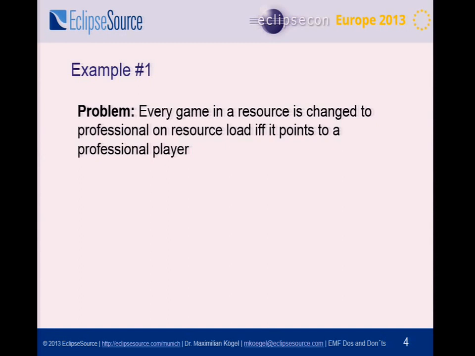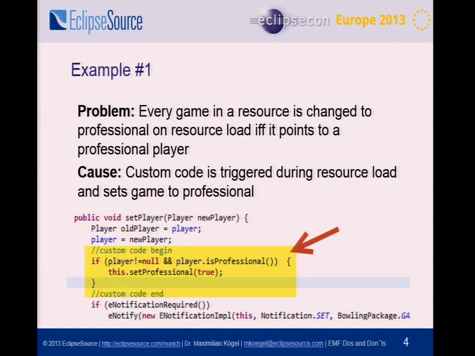So what's wrong? I mean, it shouldn't happen. If you serialize something and deserialize it again, then you probably expect that the deserialized stuff is exactly the same as the serialized stuff. And while looking into that, you find some custom code in the setPlayer method. If you look at that custom code, I've marked it in yellow here, you see that someone added an if statement. This code is, by the way, in the game. So if the game has a player being set here, and that player is a professional player, then the game is also turned into a professional game, which might make sense, because if you add professional players to a game, maybe the game is a professional game.